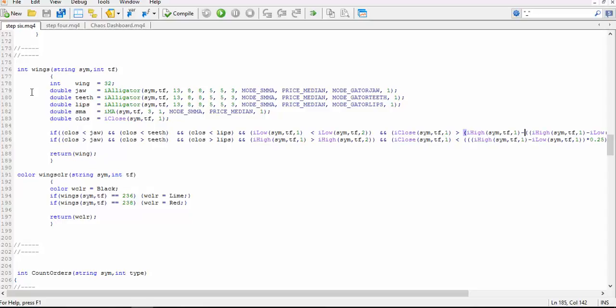That chooses the arrow wings. It chooses the arrow. Now we need a color for the arrow. If the wings, which is the wingding number, equals 236, then the color is lime because it's going up. If it equals 238, then the color is red. It's going down. It's return color. So let's go to that.